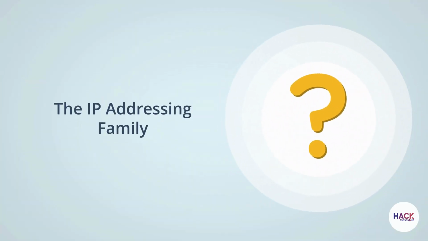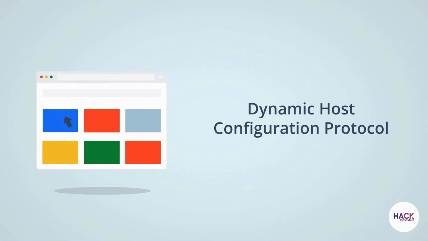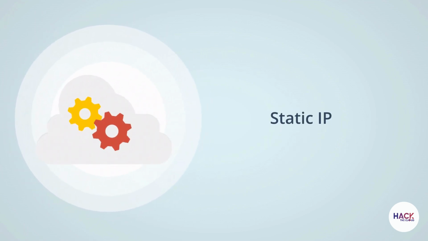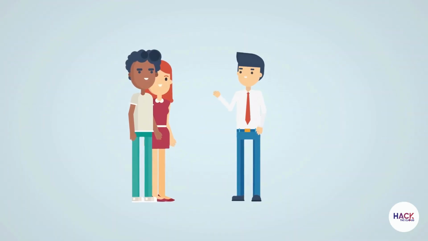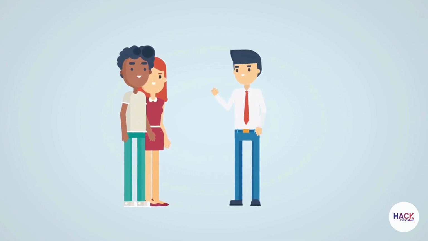DHCP, static and ephemeral IPs, the IP addressing family. Now let's meet the family. We've got DHCP, the Dynamic Host Configuration Protocol, which automatically assigns IP addresses to clients. It's like the cool uncle who just gives you money when you ask. Then, there's static IP, the reliable one that never changes after being assigned. It's like your friend who always shows up on time. And ephemeral IP? That's the friend who just pops in for a bit and then vanishes, temporary and not reserved. You never know when they'll show up again.